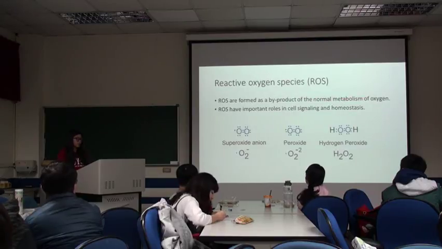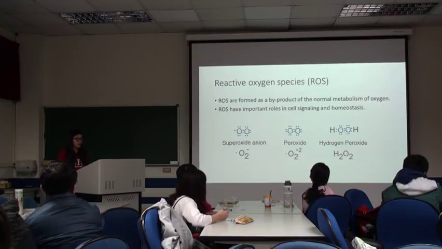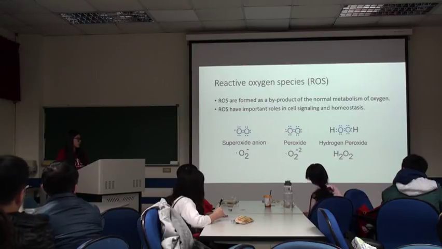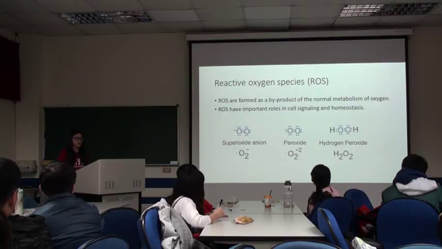And what is reactive oxygen species? We call them ROS. They are formed as a byproduct of normal metabolism of oxygen and have important roles in cell signaling and homeostasis, such as superoxide anion, peroxide, and hydrogen peroxide.